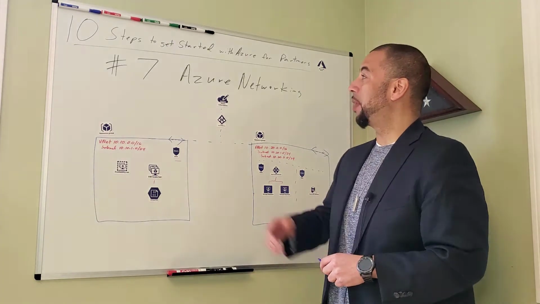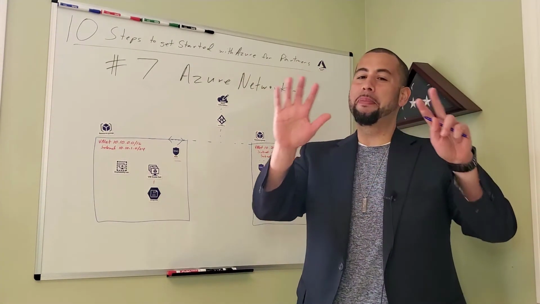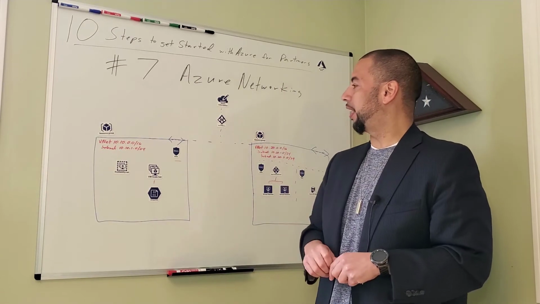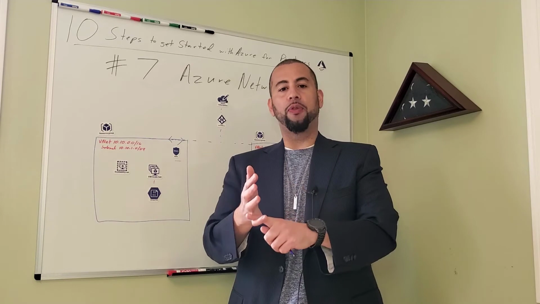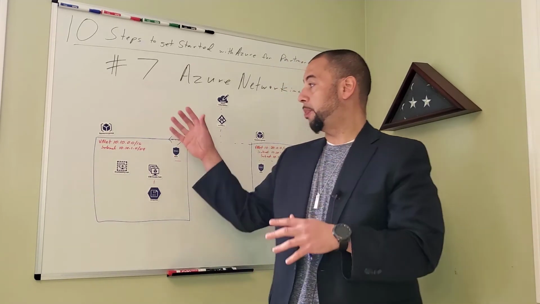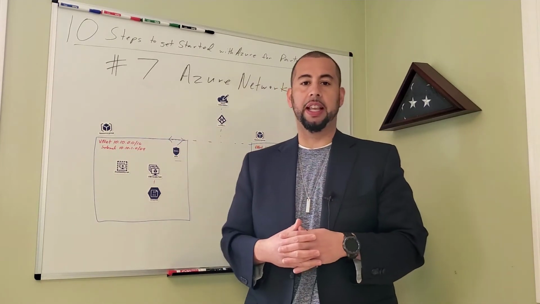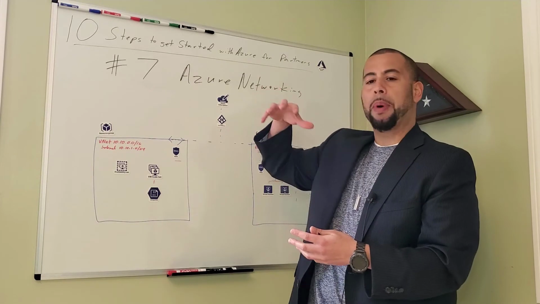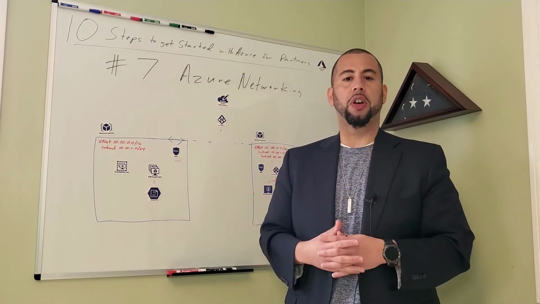It's Azure Chris here, and we're going to continue on our 10 steps to get started with Azure for Partners. Today we're talking about number 7, and that's Azure networking. So we've already touched on Azure networking, right? We talked a little bit about Azure Virtual WAN, VPNs and creating links between on-prem and Azure, and ExpressRoute and things like that. Now we're going to take a step up. I want to take a broader view of Azure networking and all the different services.